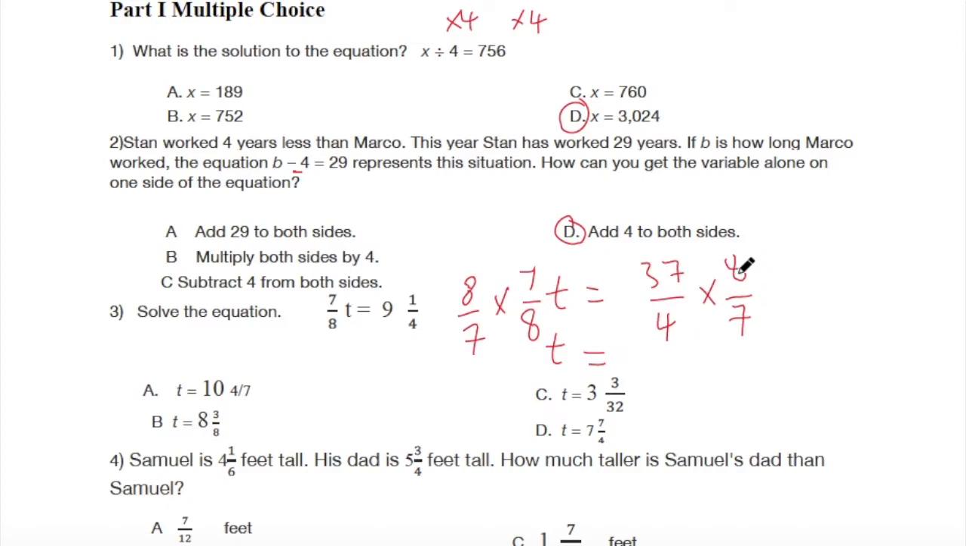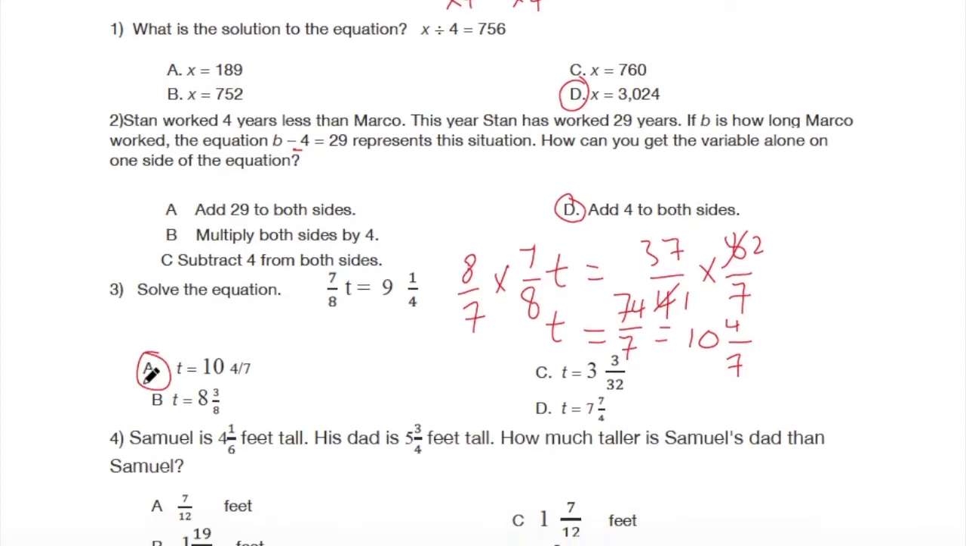Here we can notice that we have common factors between 4 and 8. If you divide by 4 it will be 1. If you divide by 4 it will be 2. So the answer will be 74 divided by 7, which is 10, and remainder 4/7, which is A.